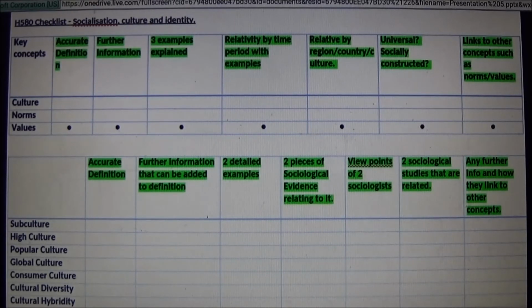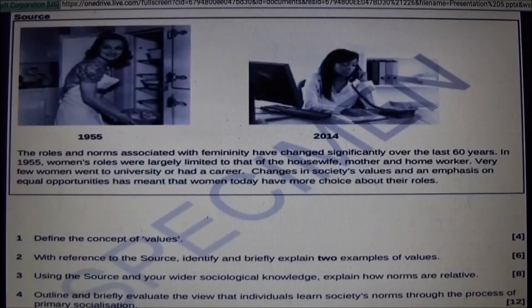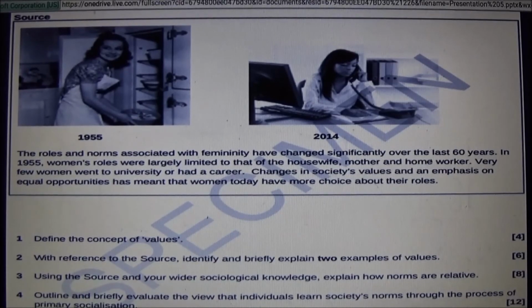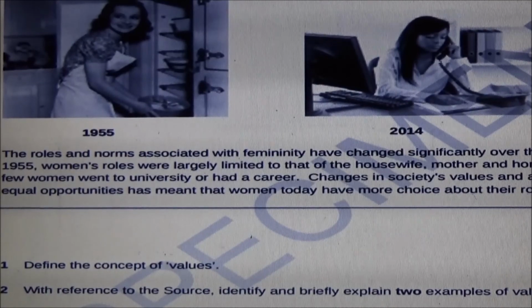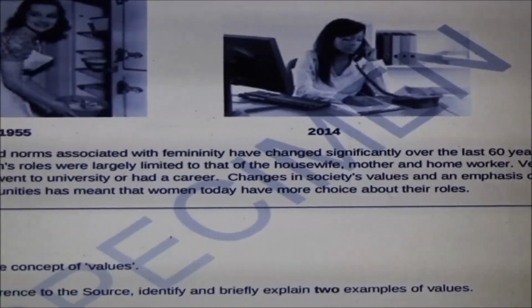So now that you've done your revision, the next thing you now need to do is answer some exam questions and apply the knowledge that you have in an exam context under timed conditions. So here we have it, an exam paper, the only one that's available to us at the moment. It says, define the concept of values. You should be able to do that. It's worth 4 marks.